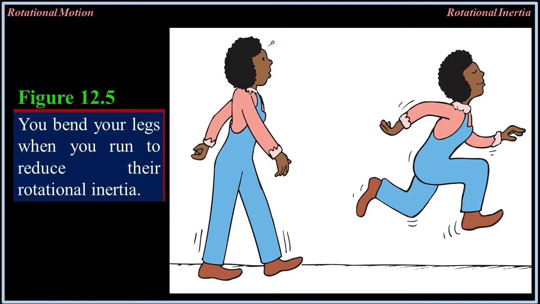Swing your outstretched legs back and forth from the hip. Now do the same with your leg bent. In the bent position, it swings back and forth more easily. To reduce the rotational inertia of your legs, simply bend them.